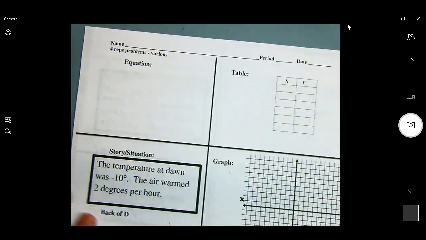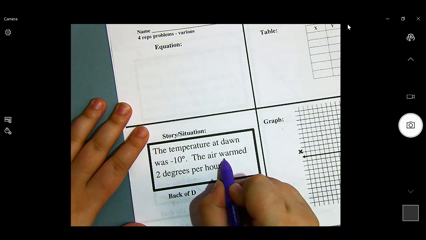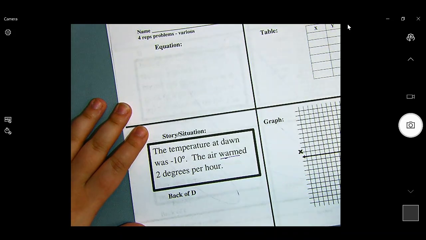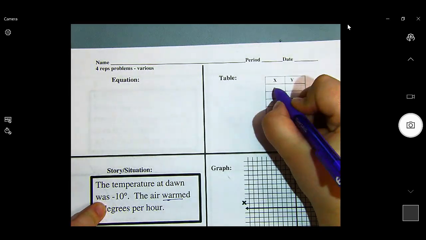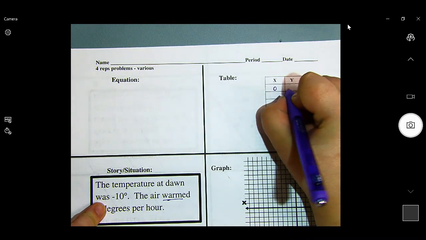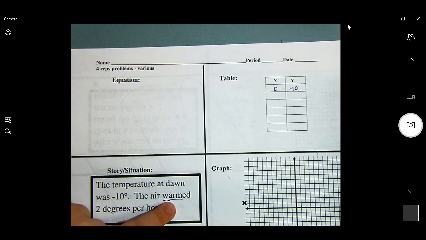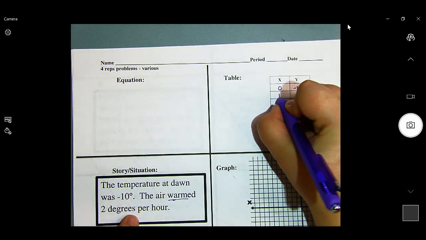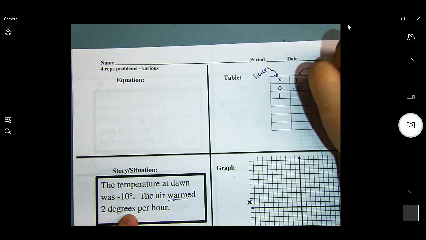Okay, so our last one on the very back has just a scenario. So the temperature at dawn was negative 10 degrees. The air warmed 2 degrees per hour. So now we've got to be careful because the temperature is not dropping now, it's warming, so it's going up. But I know that my starting point, so when x is 0, is going to be negative 10. Then every hour, it's warming 2 degrees. So 1 hour later, remember x is hours, y is temperature.